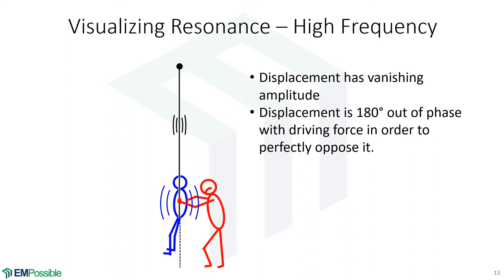And what ends up happening when we're pushing above the resonant frequency, the child's displacement is actually 180 degrees out of phase with our pushing. And that's why the child can't move anywhere. It's perfectly opposing. And so very hard to get displacement above the resonance.